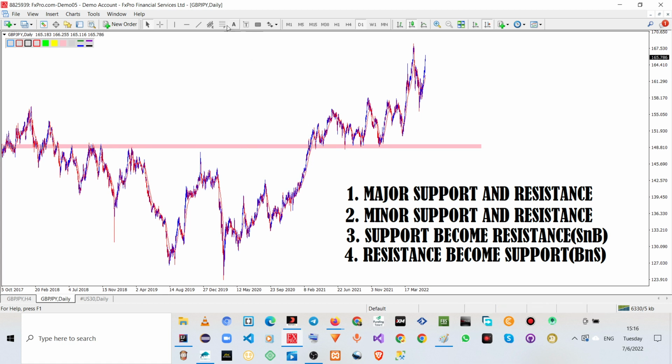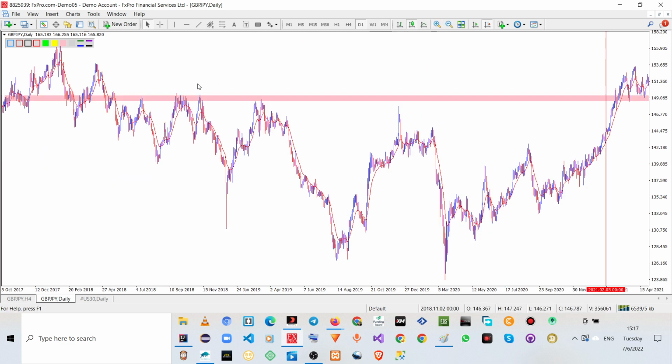So I'm going to split this into two areas, because this zone that I've drawn has been support in some areas and resistance in others. I've divided it into two parts, showing clearly which part this zone acts as support, and which part it acts as resistance. On this side of the screen, this zone clearly acts as resistance from this point.